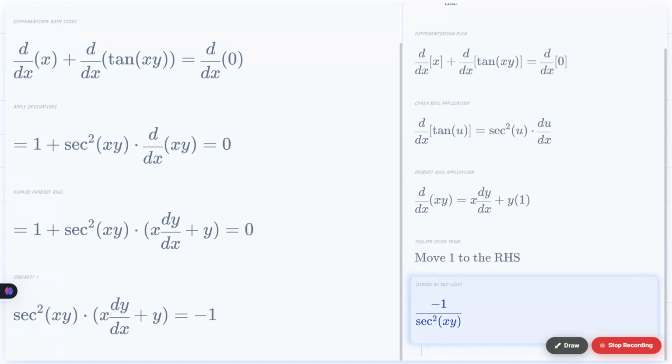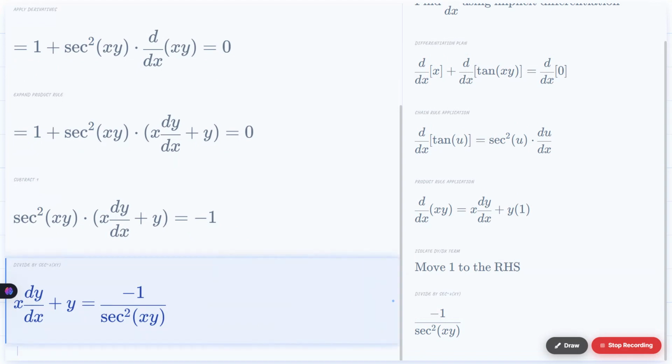We plan to divide by sec squared of xy. We do this to get the x and dy divided by dx part alone. We will use division to move the sec squared of xy term. We divide both sides by sec squared of xy. We do this to move it away from our main terms. Dividing both sides by the same number keeps the equation balanced.